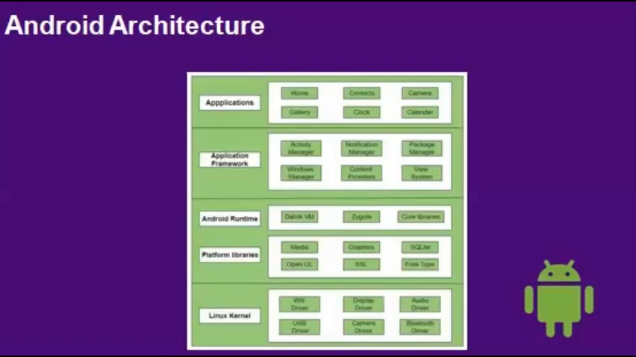So now let's look at the Android architecture. Basically there are five steps: application framework, Android runtime, platform libraries, and Linux kernel.